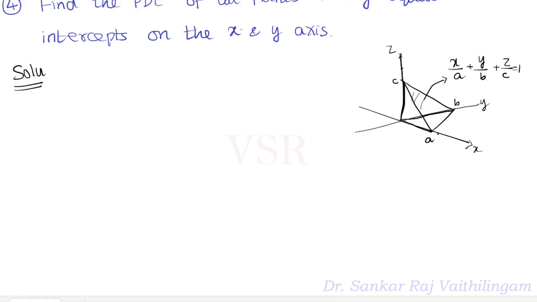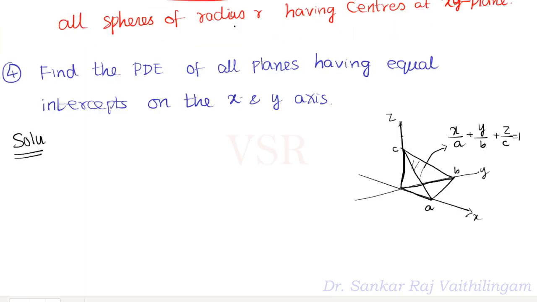The plane is not just this triangle, it extends fully. It cuts the x axis at a, the y axis at b, and the z axis at c. So this represents the plane whose x intercept, y intercept and z intercept are a, b, c respectively. Now the problem says the intercepts on the x and y axes are equal. That means this length and this length are equal. So if this is a, then this is also a.